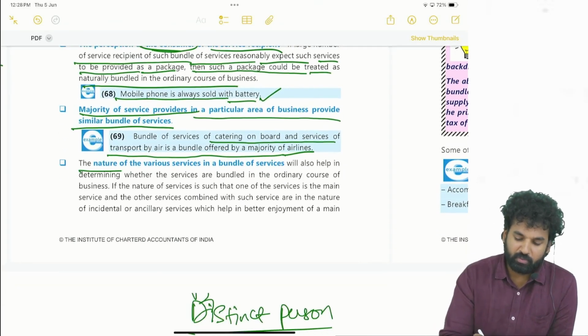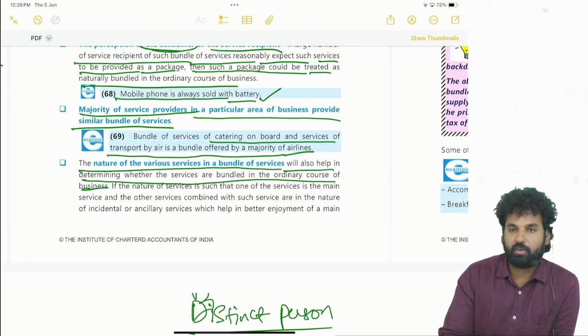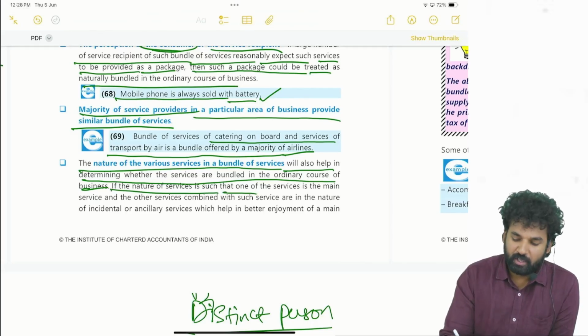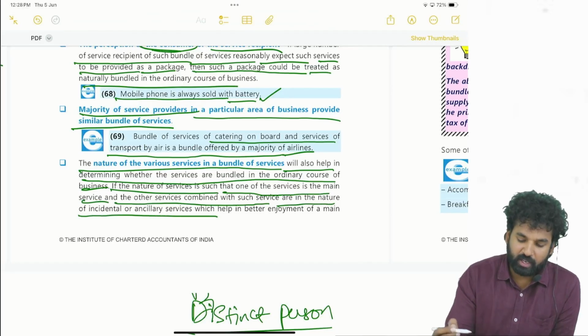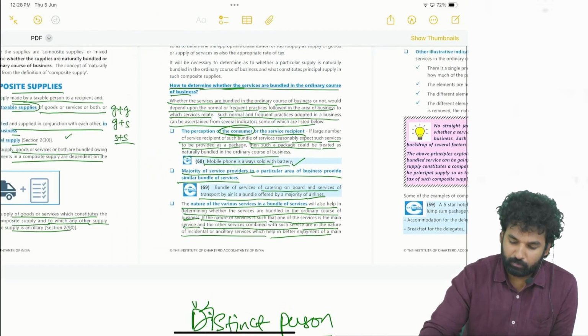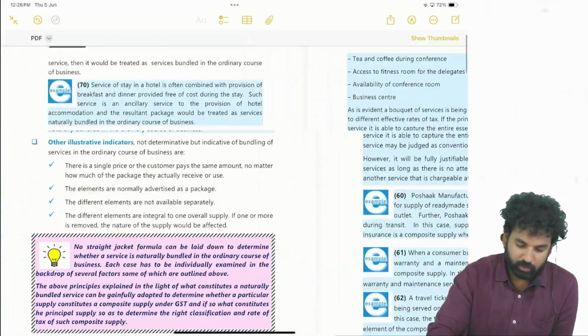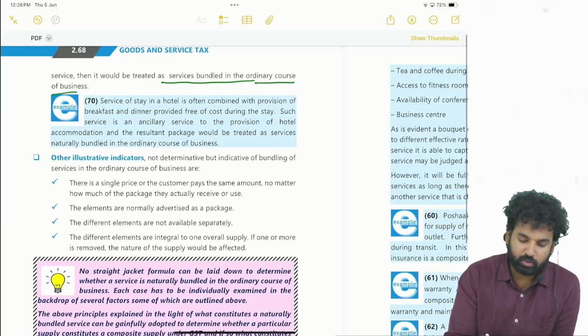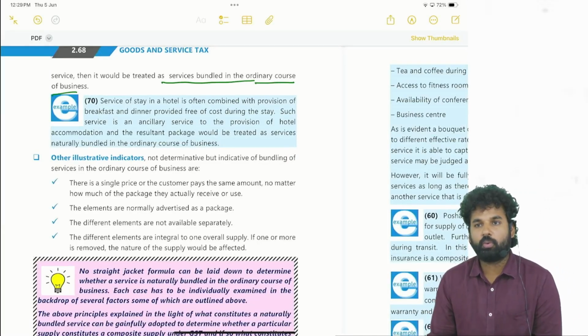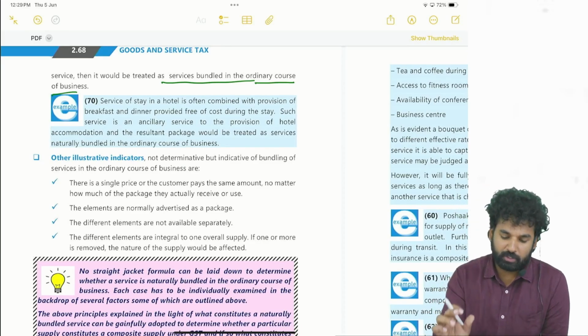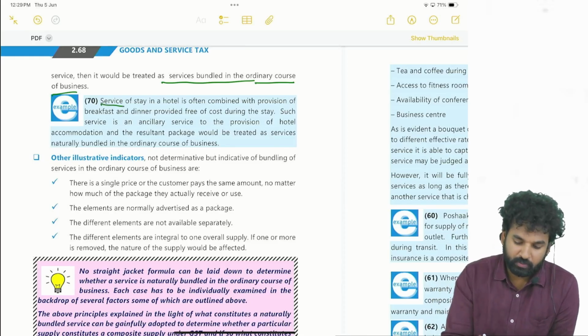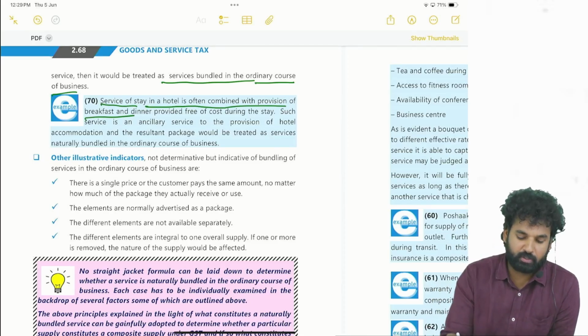Next, the nature of various services in a bundle will also help in determining whether the services are bundled in the ordinary course of business or not. If the nature of the service is such that one of the services is the main service and the other services combined with it are in the nature of incidental or ancillary services, which help in better enjoyment of the main service, then it would be treated as services bundled in the ordinary course of business. So whatever services or goods are combinedly offered, there shall be a meaning to it. They should match the product of the main supply, right? So the service of a stay in a hotel is often combined with the provision of breakfast and dinner, like this.